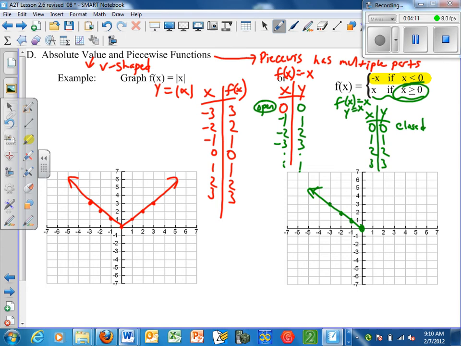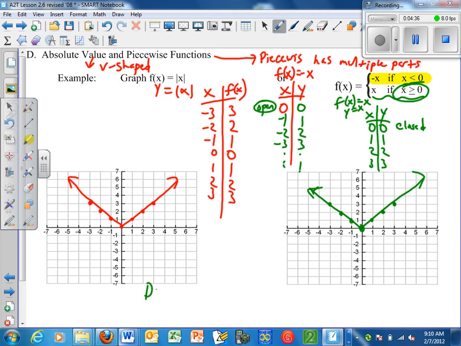3, we're at 3. So 1, 1, 2, 2, 3, 3, and it's going to look like this. Now, if you notice, this piecewise and this absolute value, the graphs look the same. This is just an example of a piecewise being the same graph as an absolute value. That doesn't happen usually. Usually you're going to get different pieces. They may not be connected. In this case, it happens to be connected.